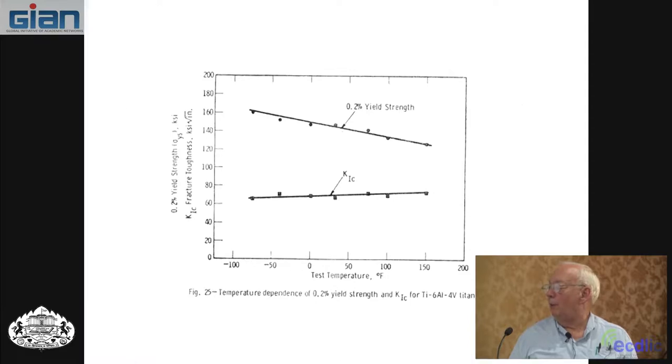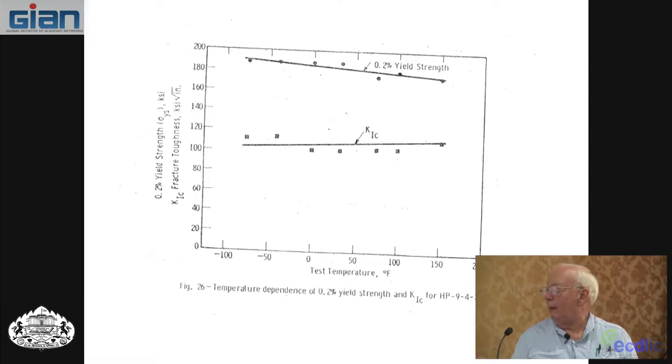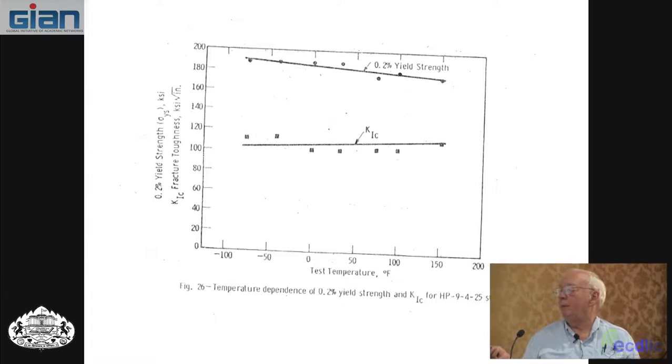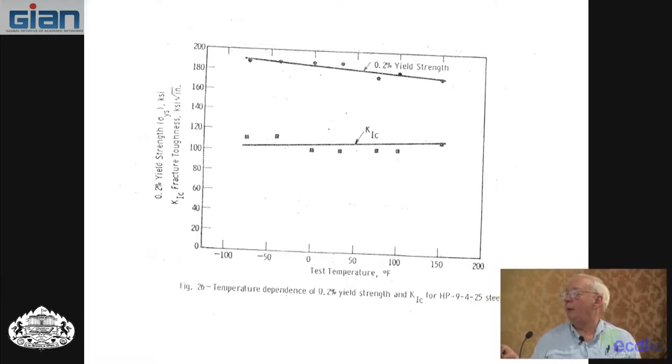Here are some more. A titanium alloy. Toughness is about 70. It's much tougher than aluminum. Here is a high-strength steel. The real high-strength steels, and this is almost 200 KSI, which would be about 1,400 MPa, is fairly high-strength steel. It doesn't have a transition. It just has a constant toughness.